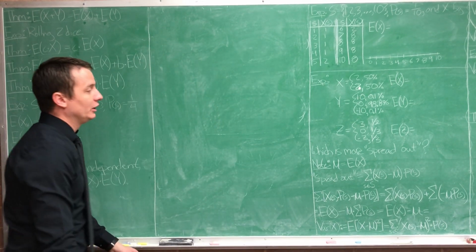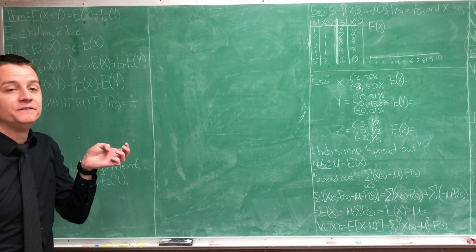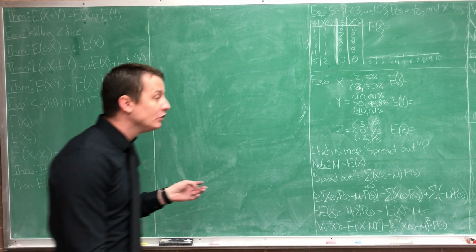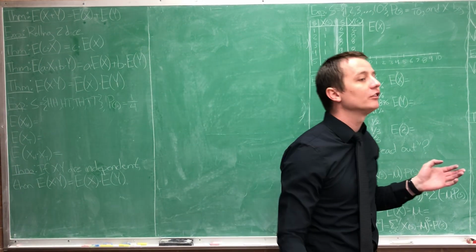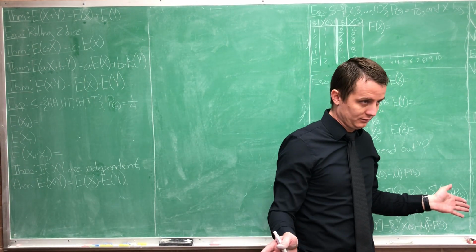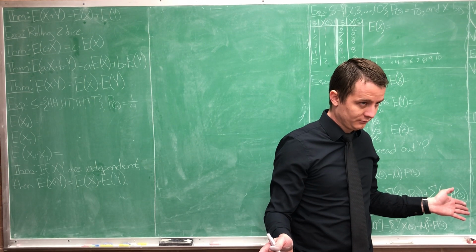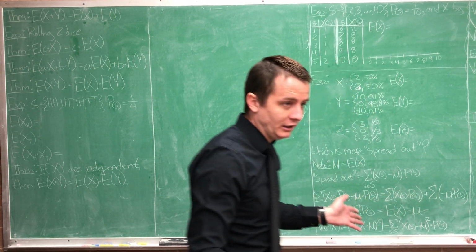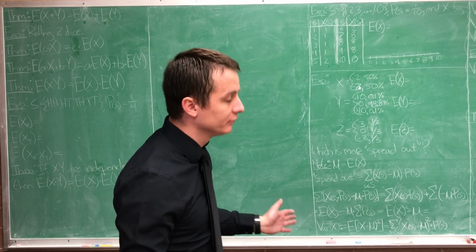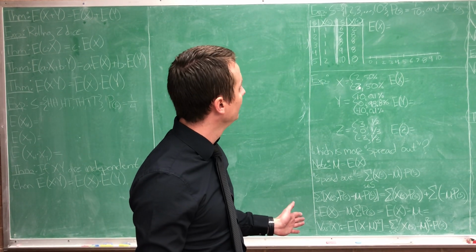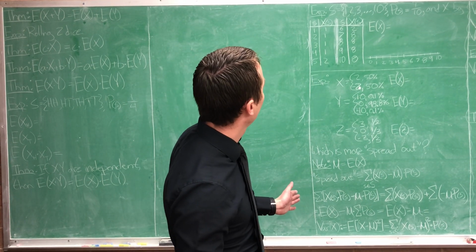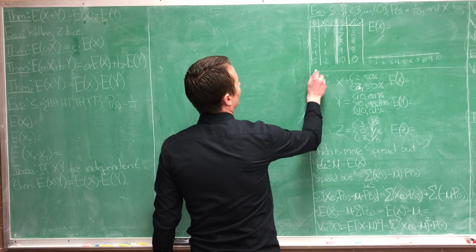So now we're going to move on to another concept called variance. Intuitively, variance tells us how spread out our data is. So like outliers? Oh, wait, we're not moving on to variance yet. We have one more example.